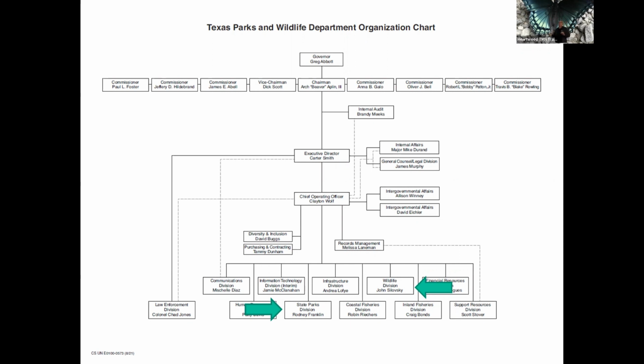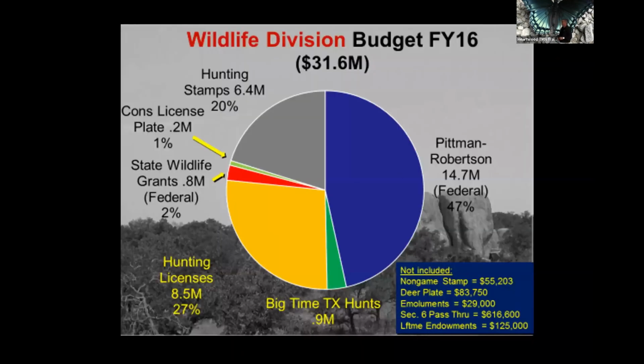The only place really in Texas Parks and Wildlife where parks and wildlife meet together is up at the COO level. We share an IT department, a human resources department, a communications department, and support resources. So we share those things in common, but pretty much that's where the common thread between parks and wildlife really ends.